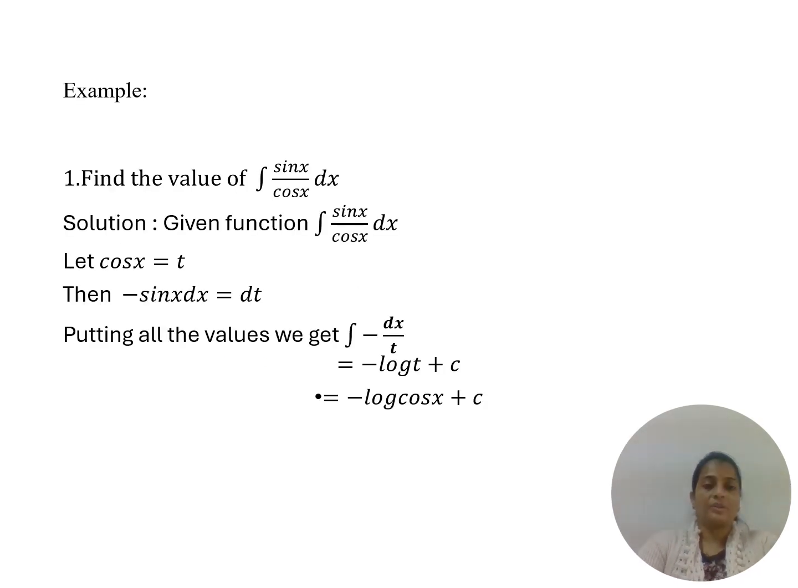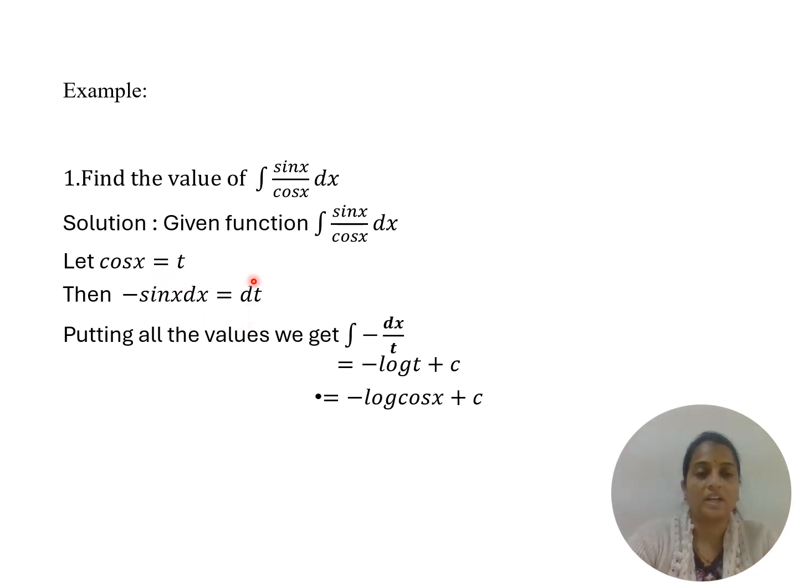Yes, an example of the substitution method is: find the value of integration sin x upon cos x dx. In this question, first we let cos x is equal to t, because the differentiation is already present in the numerator. So cos x is equal to t, and differentiate this function. If we differentiate cos x, we get minus sin x dx, which is equal to dt.